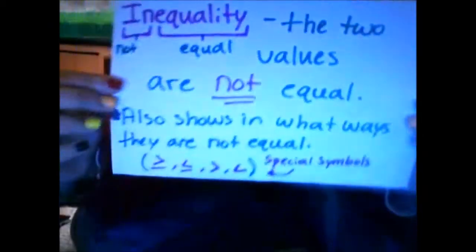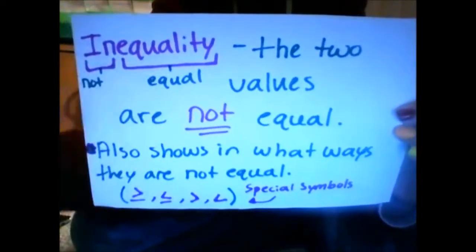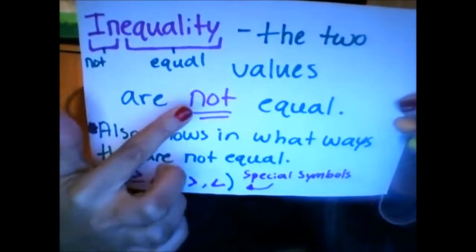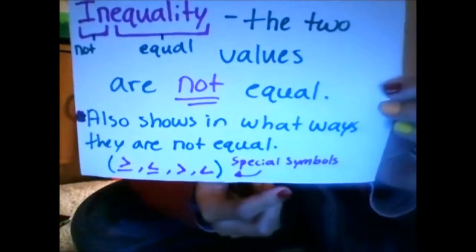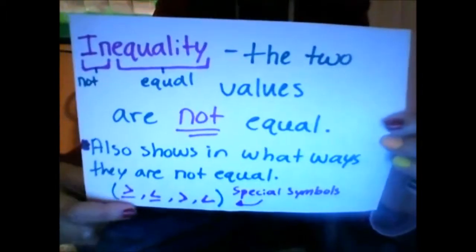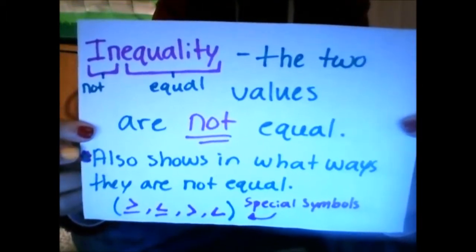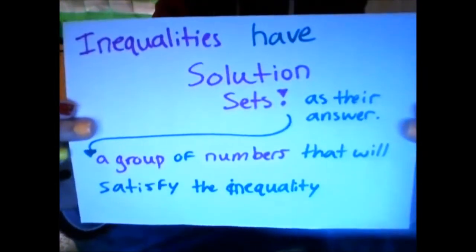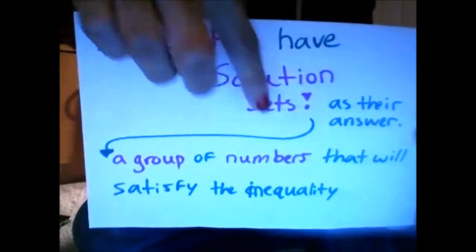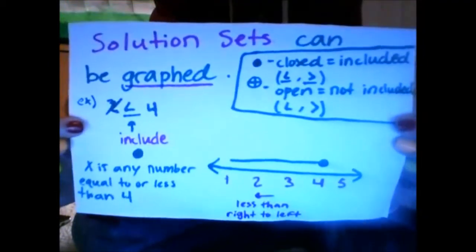An inequality is used to show that both sides are not equal to each other. It also shows in what ways exactly that they are not equal. These are special symbols. Inequalities have solution sets. A solution set is a group of numbers that will satisfy the inequality. These solution sets can be graphed.